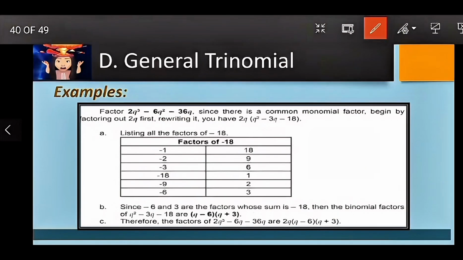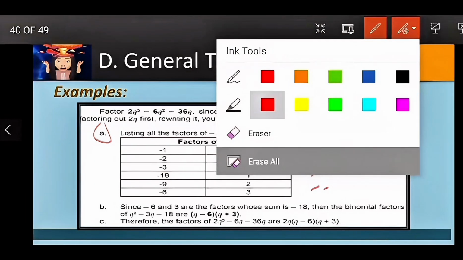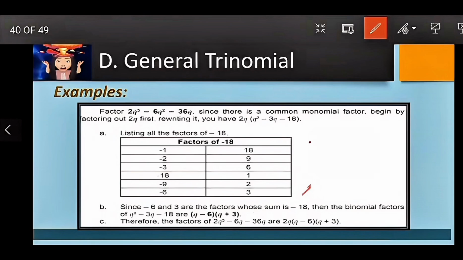Remember, before using any factoring methods, let's first try to use the common monomial factor if there is one. So another step, we should list all the factors of negative 18 here. So next step, we should find the factors whose product is negative 18 and whose sum is negative 3. So the answer is negative 6 and 3, since negative 6 plus 3 is equal to negative 3.